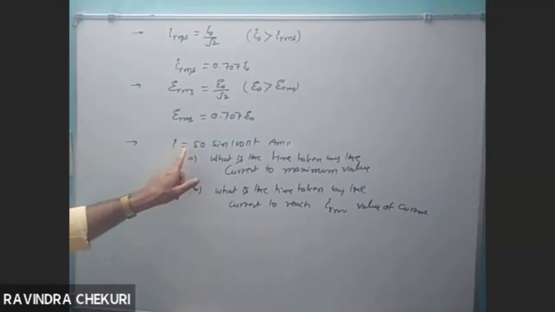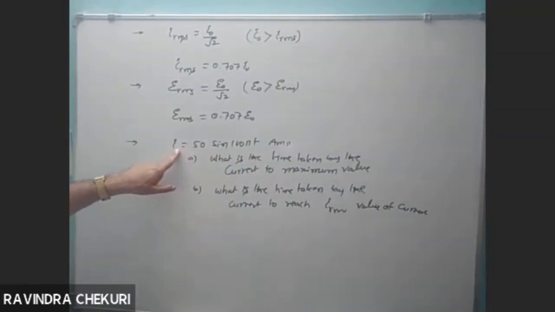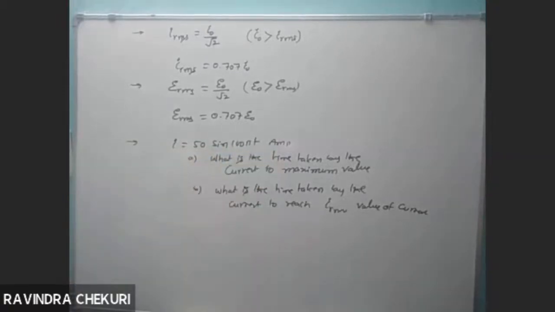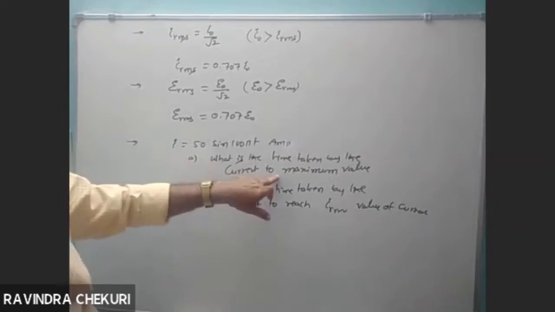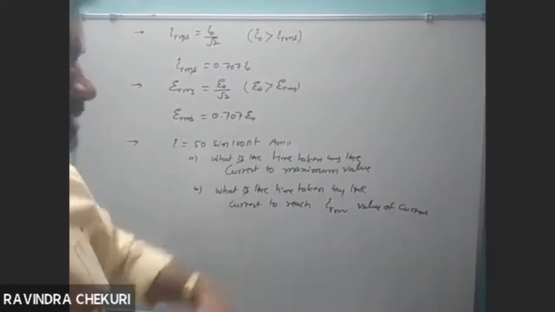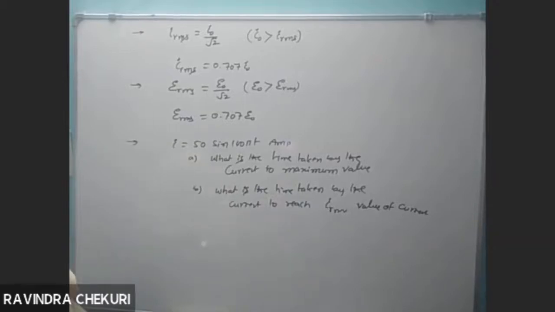So one equation is given. I is equal to 50 into sine 100 pi t ampere. What is the time taken by the current to reach maximum value? How much time does it take to reach RMS value?